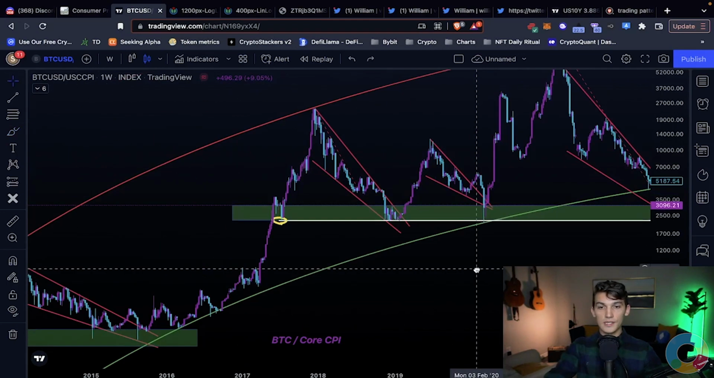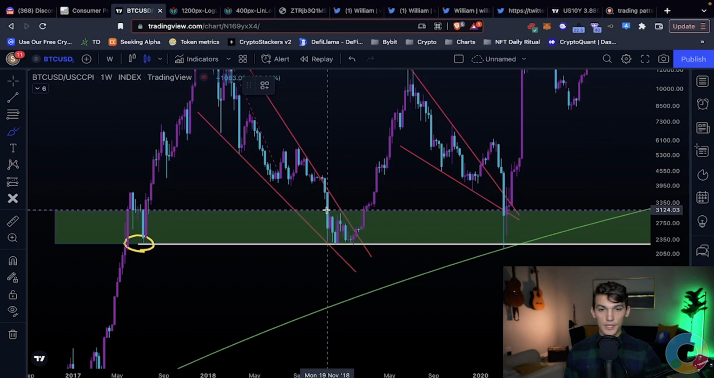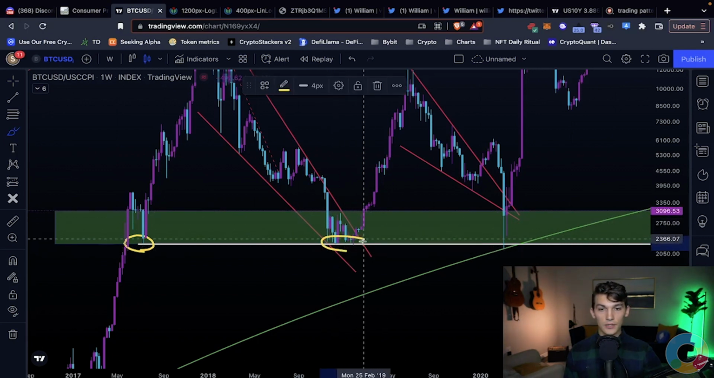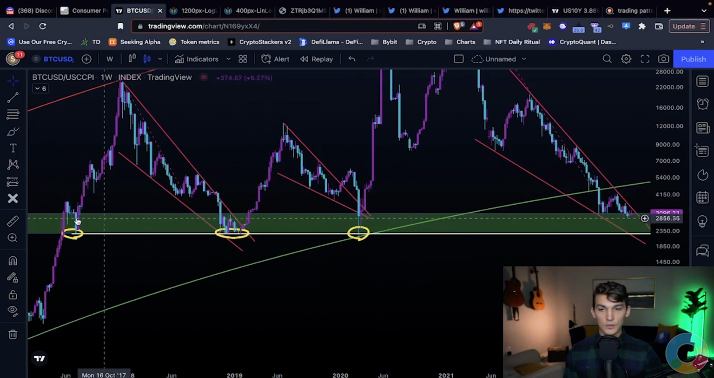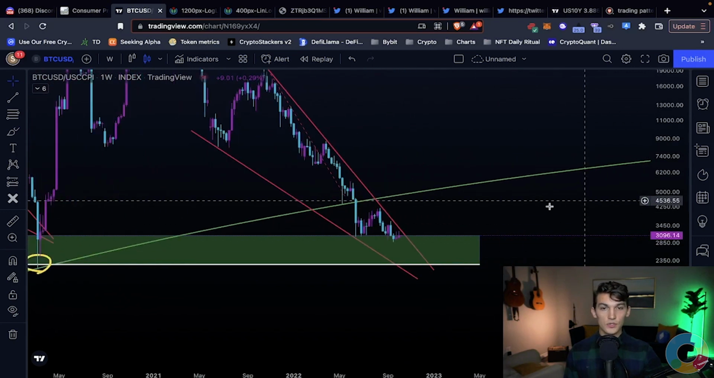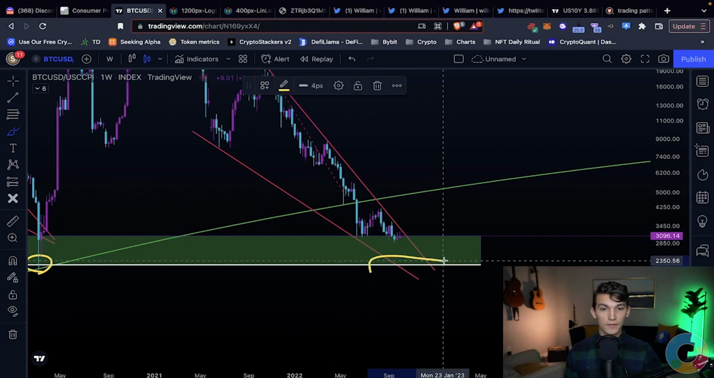We can zoom in here and we can see how many times that this support held. This is on a weekly, so multiple weeks. I would say at least 6 or 7 weeks here that this line held. So 3 times here in the past, we've held this critical line on Bitcoin as a store of value at 2250. So let's zoom in here and look at what we have. Well, we're approaching this line very quickly again.